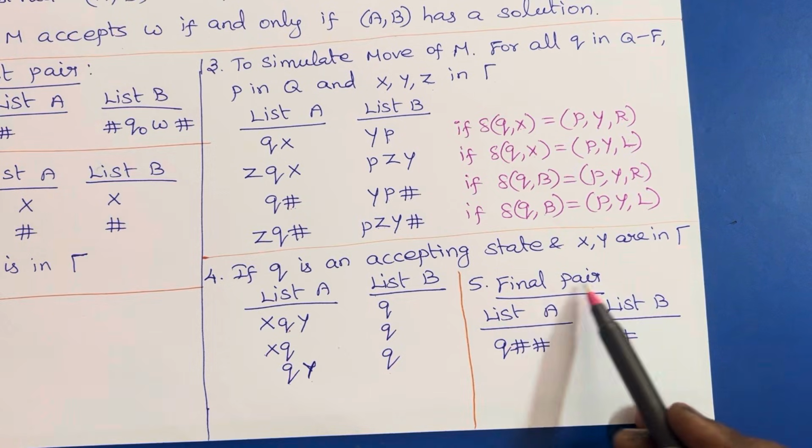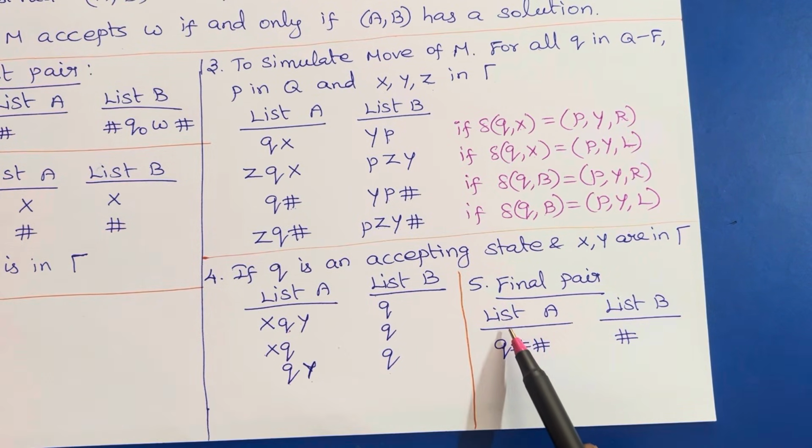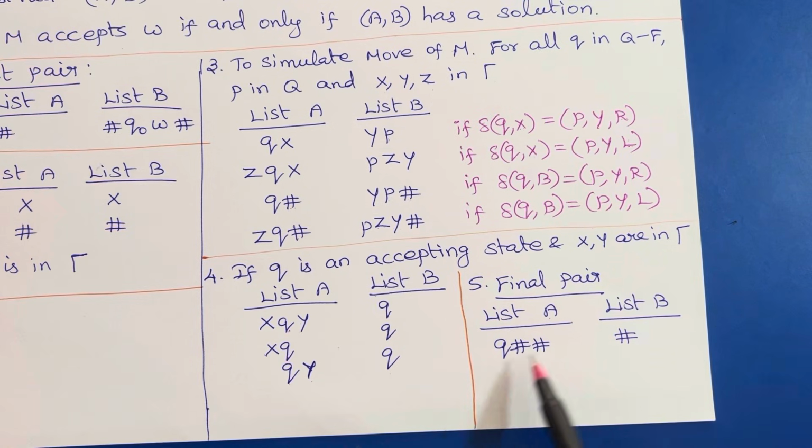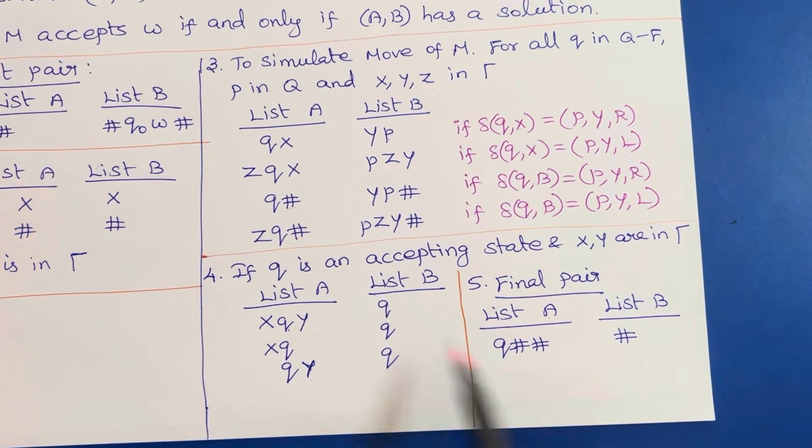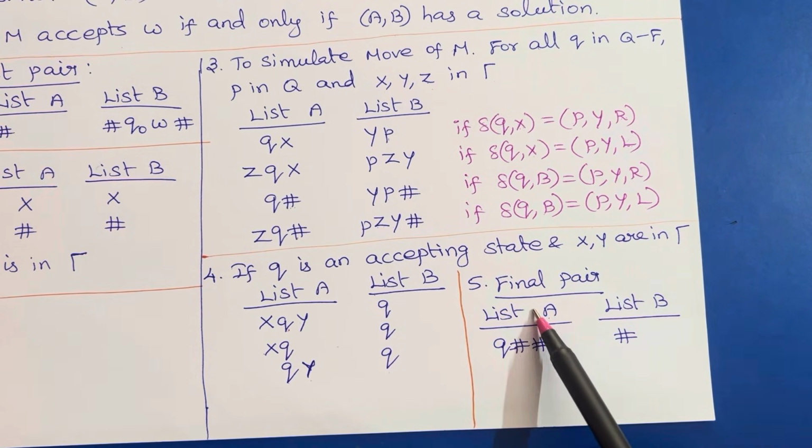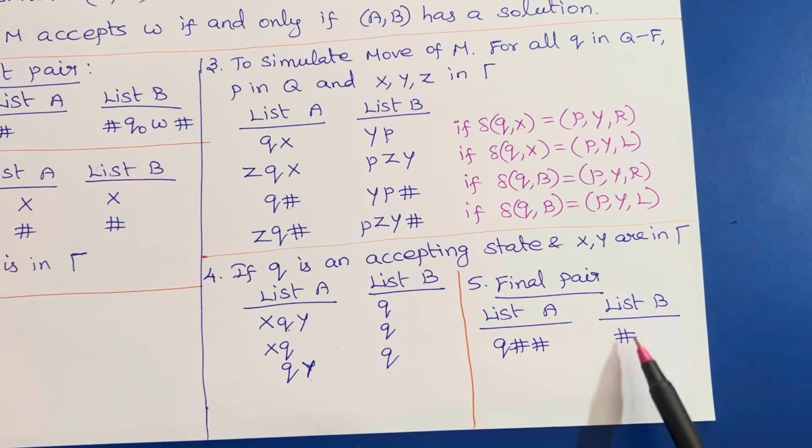Then the final pair of the MPCP instances, in list A we have to attach q hash hash. Here q is a final state only. In rule 5 also q is a final state only. So final state hash hash must be attached to list A, and hash alone must be attached to list B.